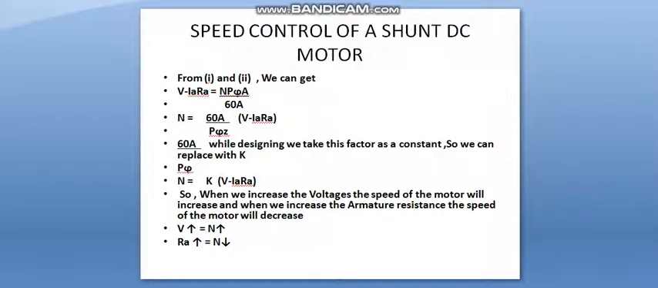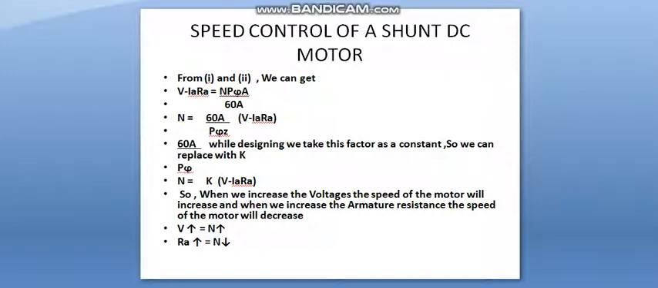So we compare equation 1 and 2, and we are going to solve this for speed. From this we can calculate the value of N, which is equal to 60A divided by P flux Z, into V minus Ia Ra. As we know, when we are designing, the factor 60A divided by P flux Z remains constant, so we can replace it with K.